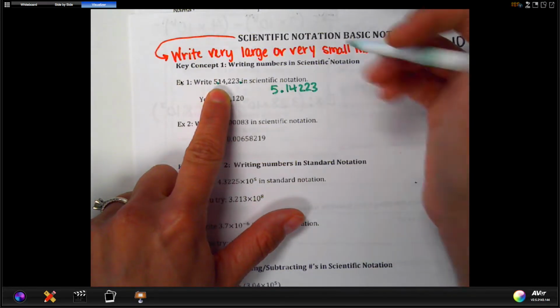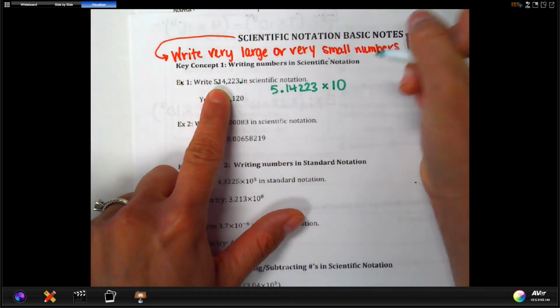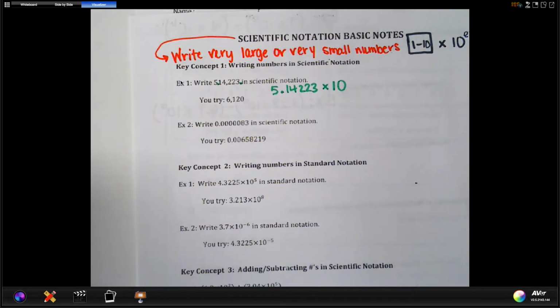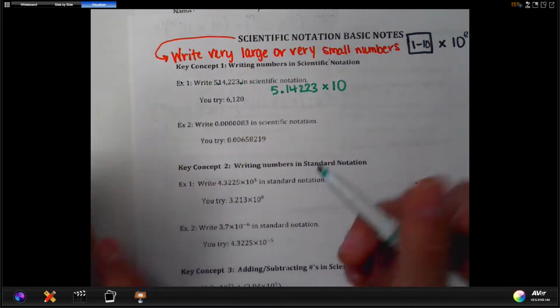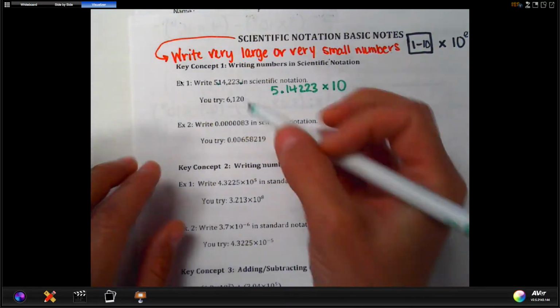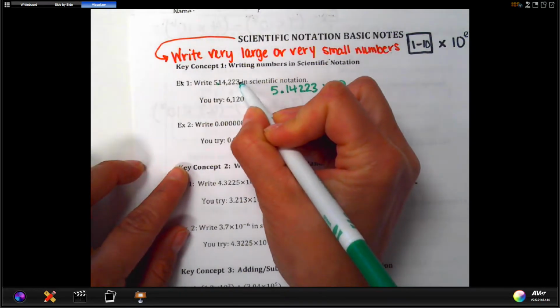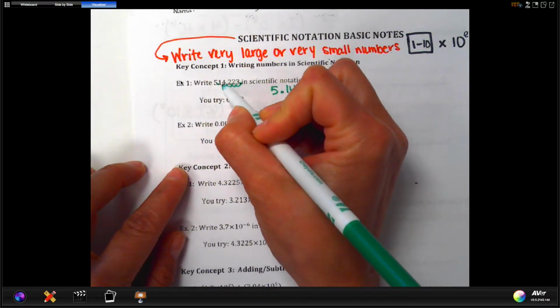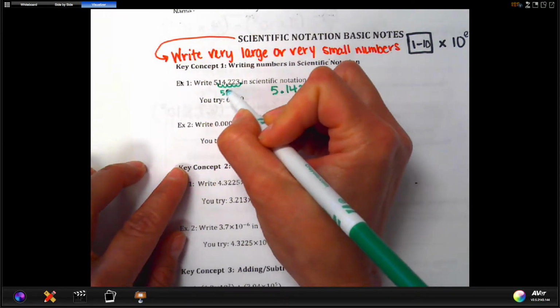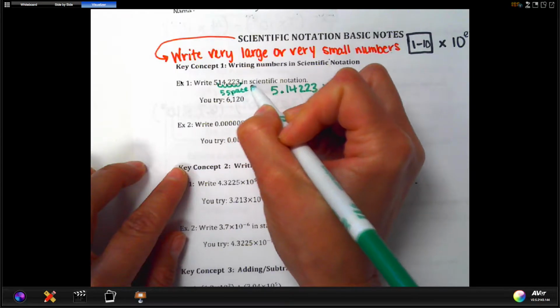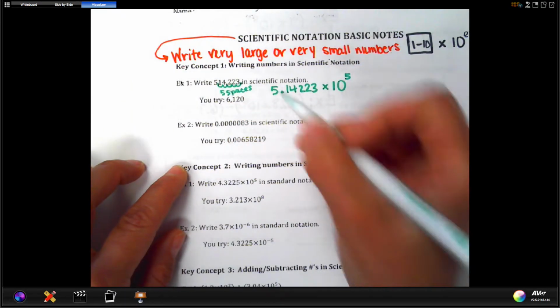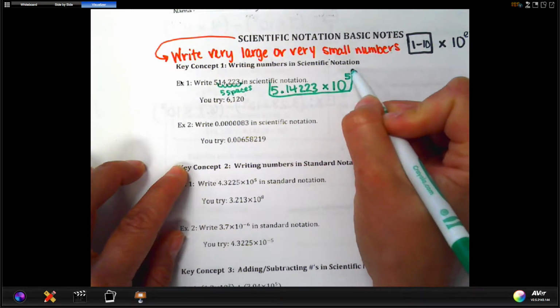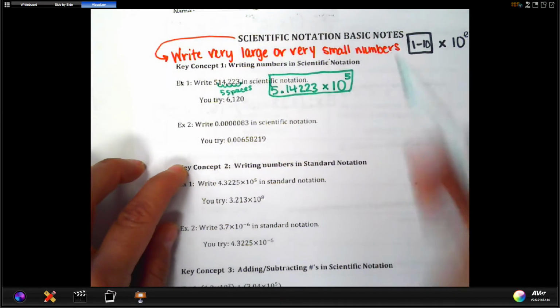And now we're going to write times 10, because we're multiplying by a base of 10 in scientific notation every time. And the exponent that's going to go on that 10 is going to be the number of spaces we move the decimal. So it started here, we moved it 1, 2, 3, don't count the comma, 4, 5 spaces. So our exponent's going to be 5. And this is the answer. This is what we want in scientific notation.